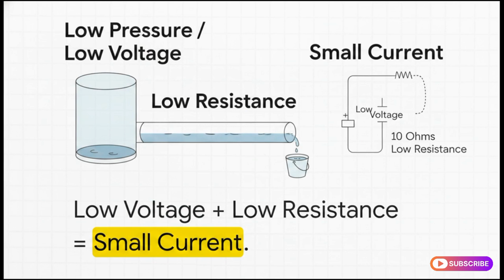Actually, consider this for a second. What if we have a completely clear, super wide pipe, meaning very low resistance, but our water tank is basically empty? We have low pressure. Well, even with that incredibly easy path, because you just don't have enough driving voltage pushing those electrons, you're only going to get a tiny little trickle of current. It takes both the push and the pathway to dictate the final flow.